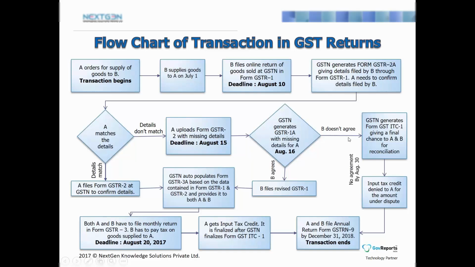Suppose B doesn't agree, then what happens? GSTN will generate form GST ITC1 giving a final chance to both A and B for reconciliation. If there is no agreement by August 30, input tax credit will be denied to A for the amount under dispute. Then both A and B will file return GSTR 9 by December 31, 2018 and the transaction ends.